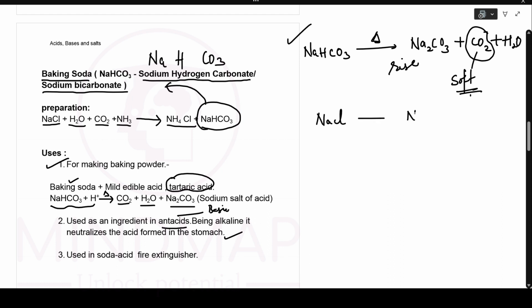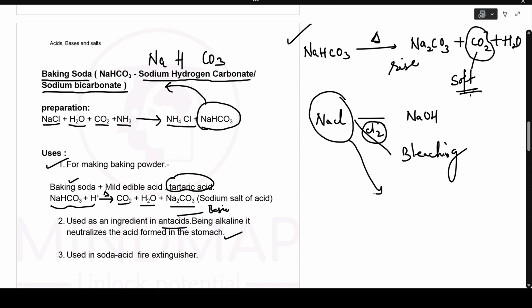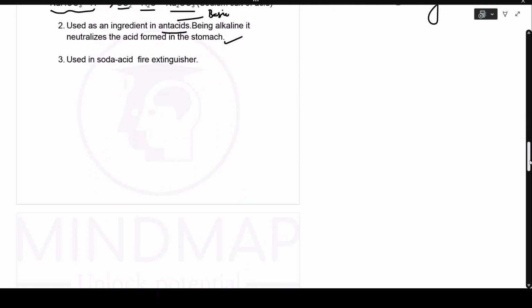What was the first one? The first one was sodium hydroxide that we got by the electrolysis of NaCl. Then the next one we learned was bleaching powder. How did we get bleaching powder from NaCl? During NaCl's electrolysis, we got chlorine. That chlorine acts on slaked lime and is used for making bleaching powder. And then NaCl is taken as a raw material, and we also just now learned how we get baking soda. Learn the chemical names and the common names and the formulas. That's important. And uses also.